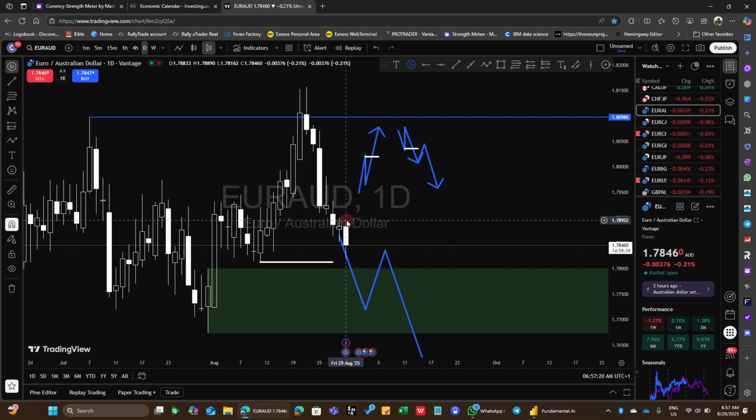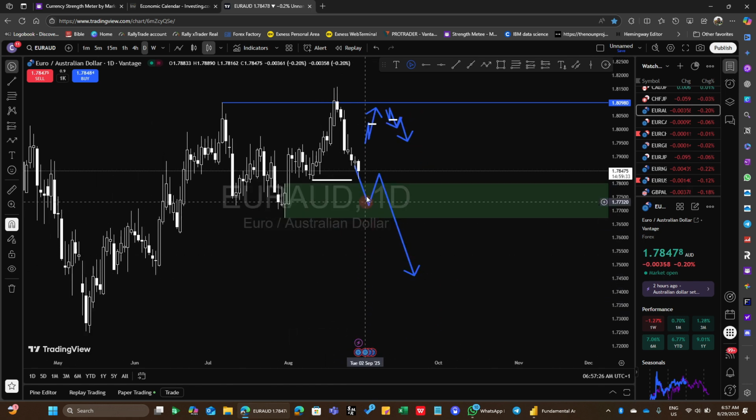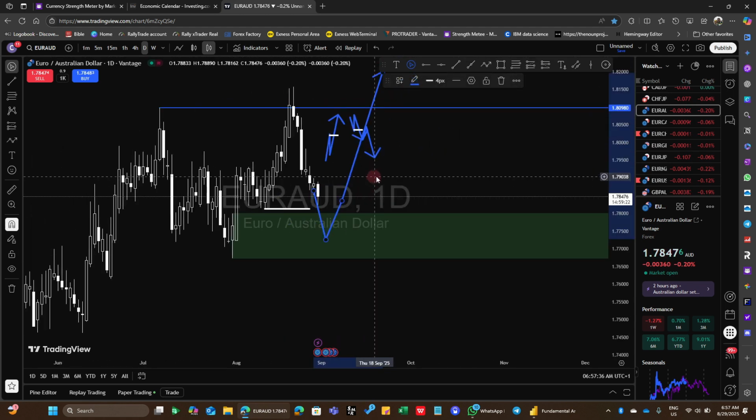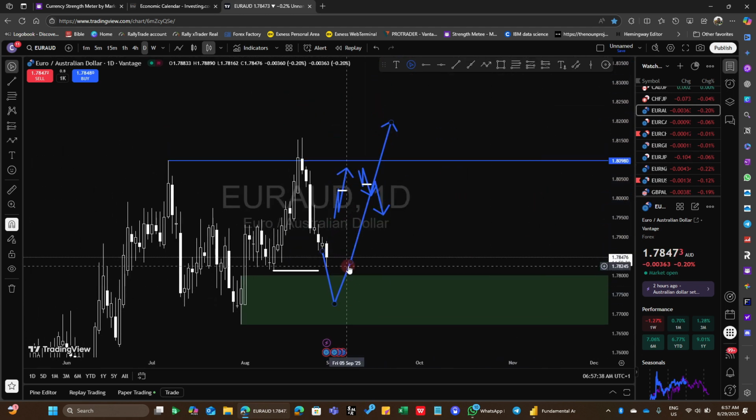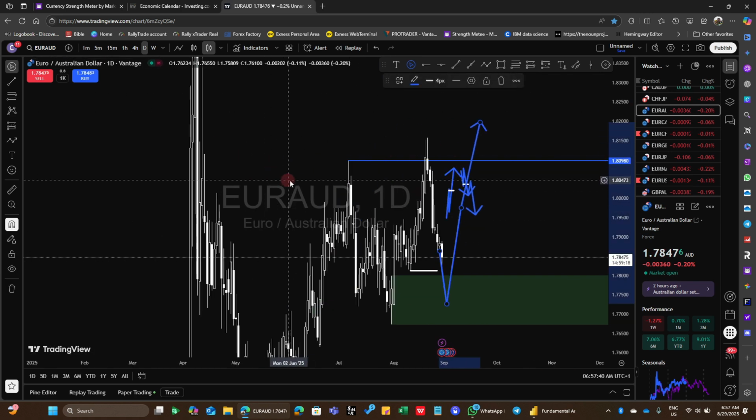This is an area where price had good support, and if price should break that level, there's a tendency price would come into this other support and may break through it. If price doesn't break through it, then we're going for taking out this high. So this is it for the Euro New Zealand and the Euro Australian dollar.